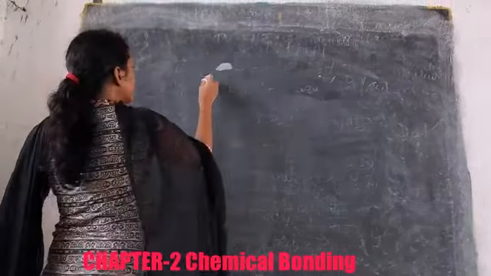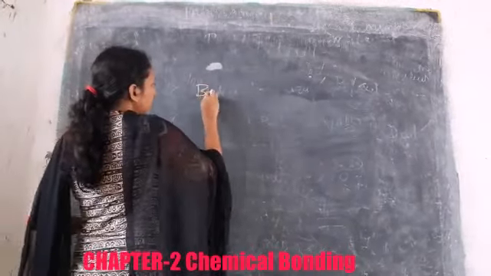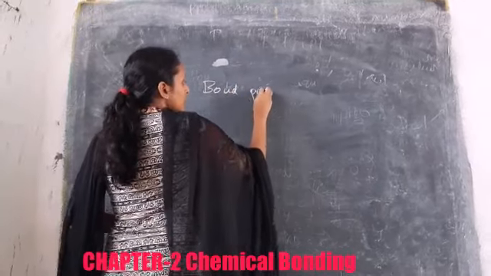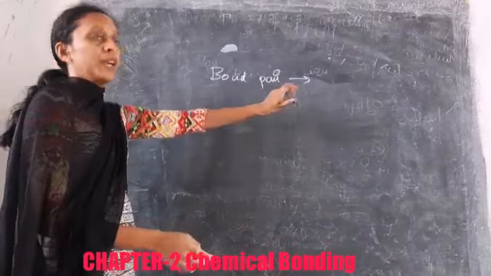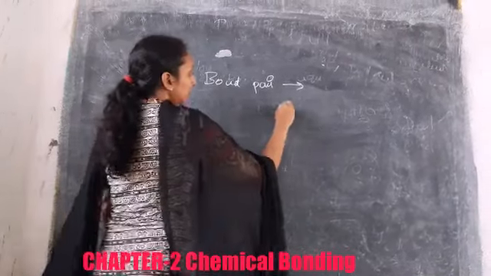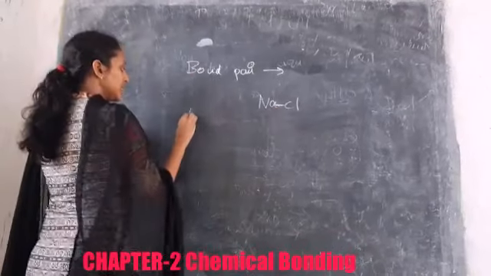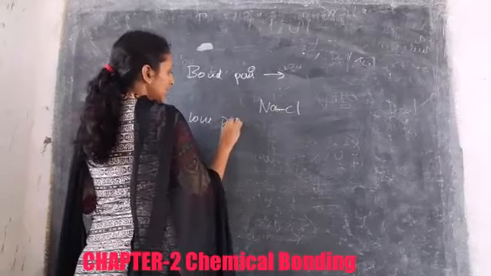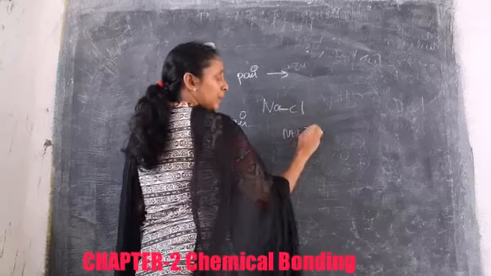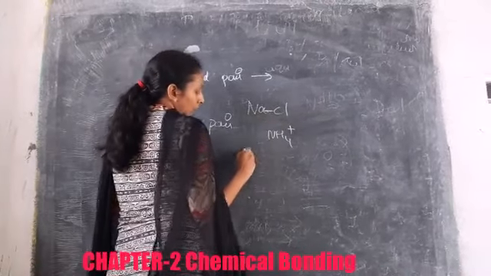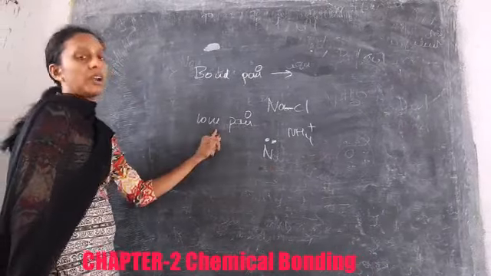Now next topic is coordinate bond or dative bond. Before that we will learn what is bond pair and lone pair. So bond pair is nothing but a pair of electrons involved in the formation of a bond between the two atoms. For example, if you take NaCl, so this bond is called as bond pair. Whereas lone pair is nothing but, for example, if you take NH4 plus, the ammonium ion, nitrogen will have a lone pair of electrons which are not involved in the bond. Those are called as lone pair.